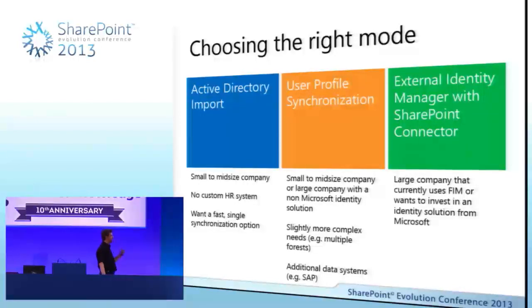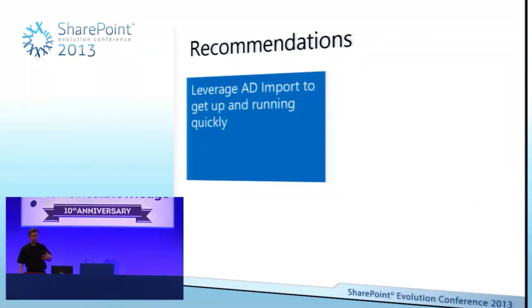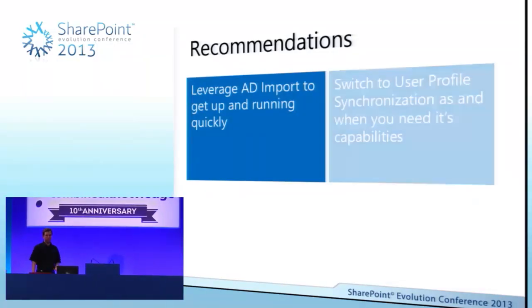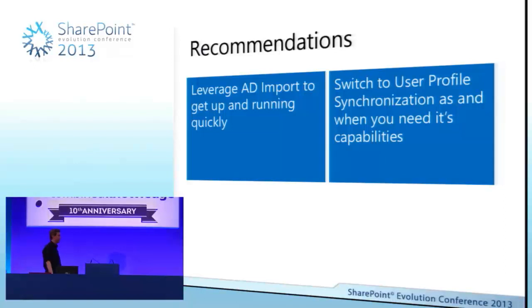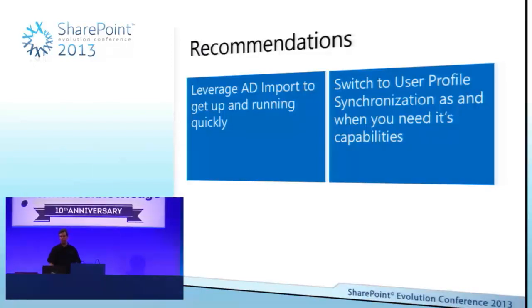And then the external identity manager is really for people who currently use FIM or want to get to that place, want to invest in identity management across many different systems, not just SharePoint. Remember, try and use AD import to get up and running quickly, and then switch to UPS as and when you need its capabilities or you have a business requirement for the other things that it can do.